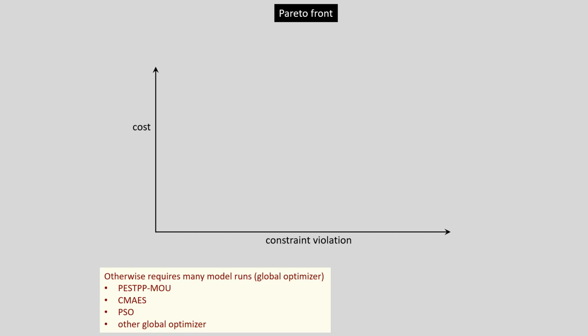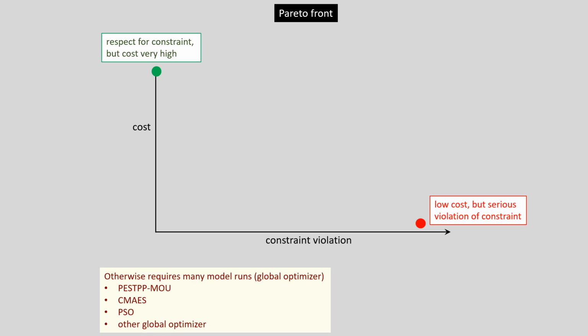So on the horizontal axis, I'm going to plot the extent to which one of our constraints is violated. And on the vertical axis, I'm going to plot cost. So I choose a set of decision variables. And for one particular set of decision variables, perhaps the situation can be defined by that red dot. Low cost, but serious violations of our constraint. Not good.